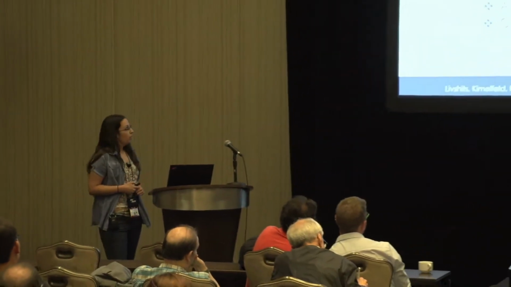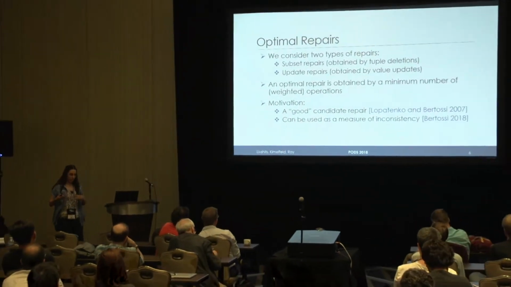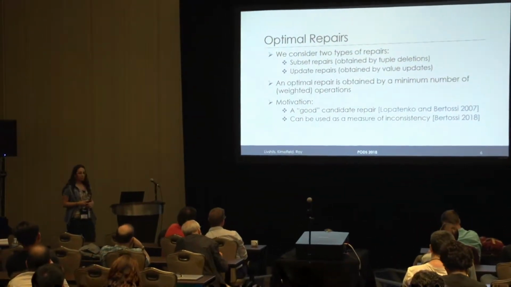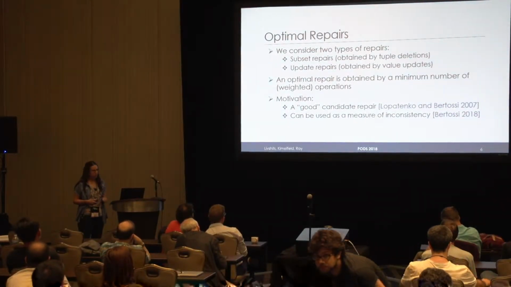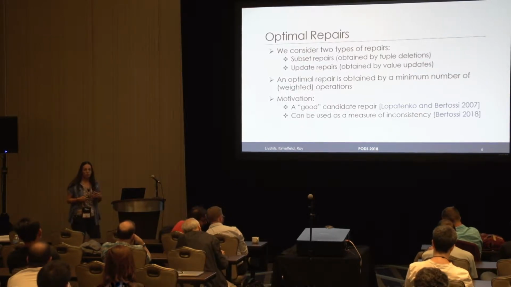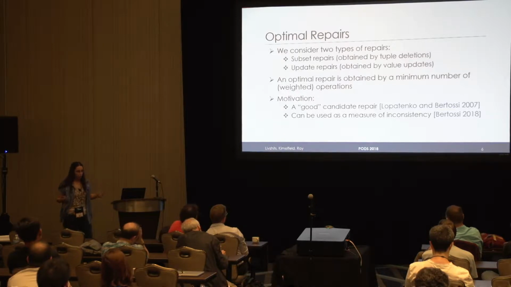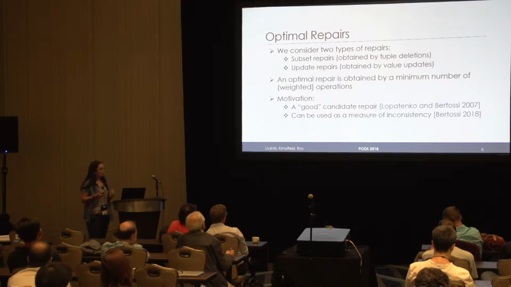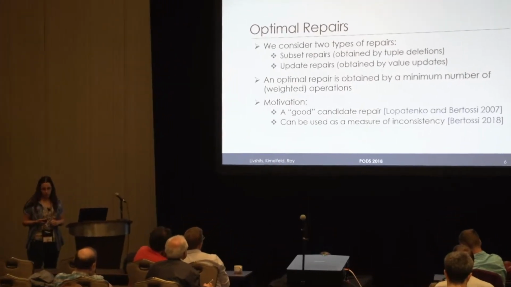So in this work, we consider two types of repairs. The first one is subset repairs, which are obtained by deleting tuples from the database. And the second one is update repairs, which are obtained by changing values in the database. And then an optimal repair is a repair obtained by a minimum number of operations, a minimum number of tuple deletions or a minimum number of value updates. And we also assume that each operation has a weight, but I will give the formal definitions later.